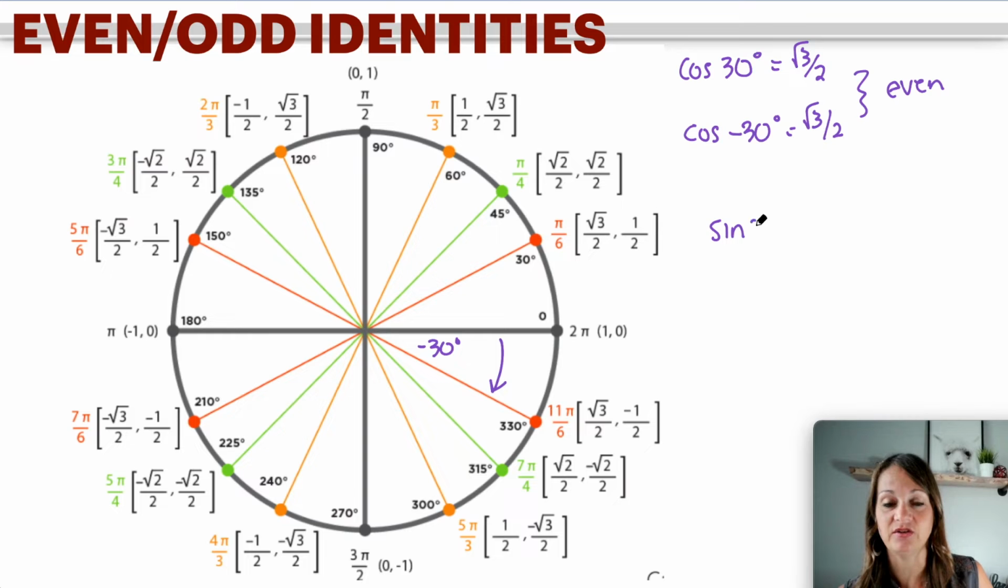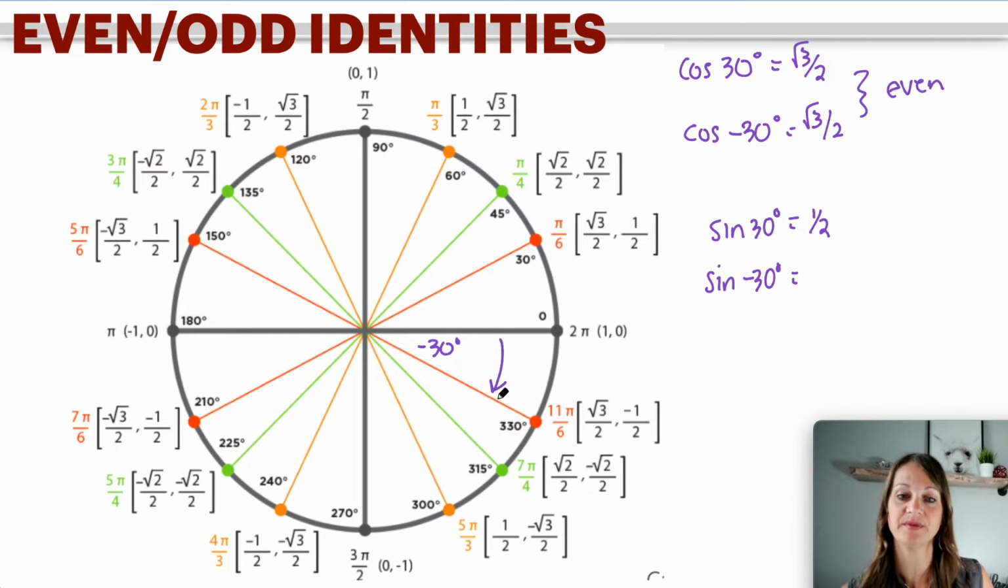Sine at 30 degrees is 1/2. So if we were to take the sine of -30 degrees, which means we go in the opposite direction, the sine at that is actually -1/2. So when I change the sign of the input, I actually change the sign of the output, which means sine is an odd function.